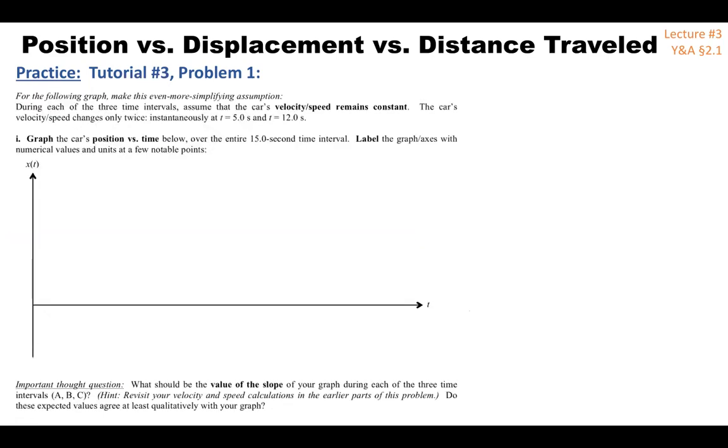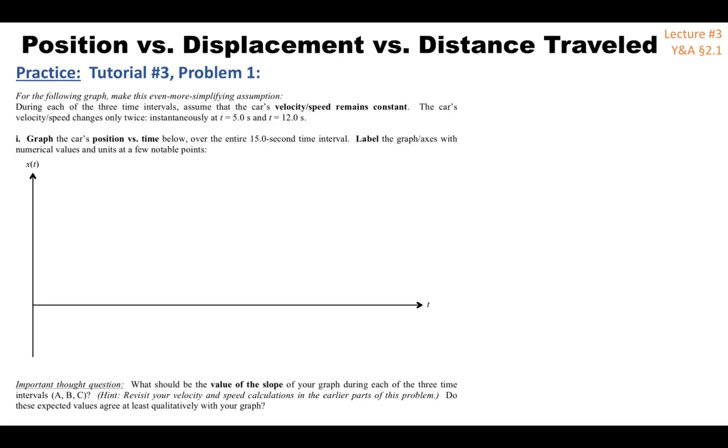Okay, and then going on to question, oh, I forgot there's one more part to problem 1. And that is, let's take all of this position stuff and try and make a graph out of it, and then think about the graph for a moment. So this is sort of foreshadowing lecture number 4, okay? All right, so let's graph the car's position versus time over the whole 15-second time interval.